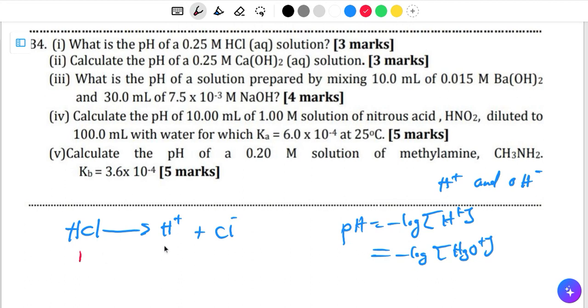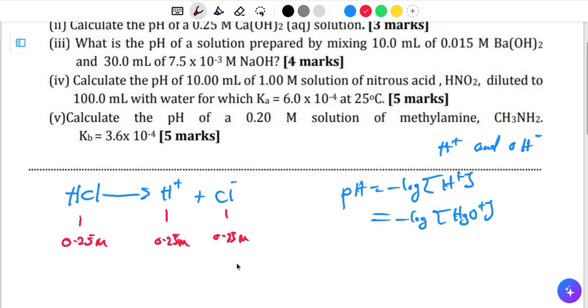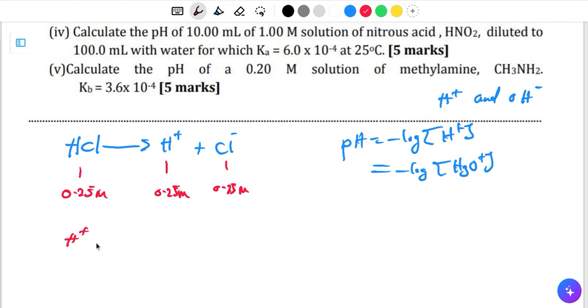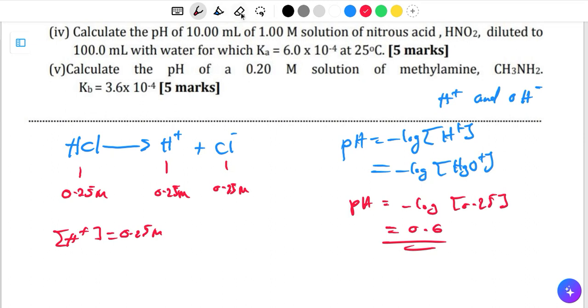So we have 1 to 1 to 1. If this one is 0.25 molality, this one is going to have 0.25 molality, and this one is also going to have 0.25 molality. Why? Because it's a 1 to 1 ratio. So we know now the concentration of hydrogen ions here is 0.25 molality. So you can use the formula to find the pH: negative log of 0.25. Then what are we going to have? It's just a matter of punching it in and finding your value. Me, I'm getting 0.6 as our pH. So this is how you're supposed to find the answer for the first part.